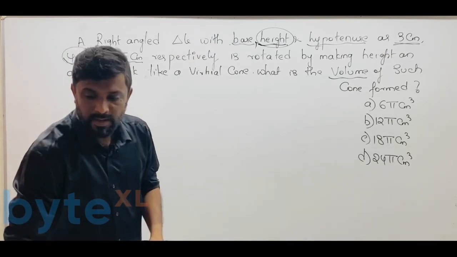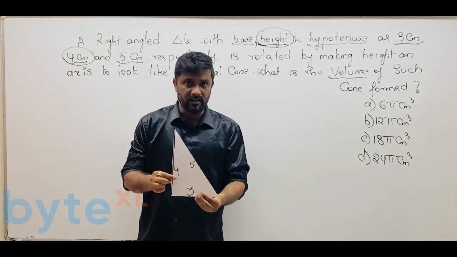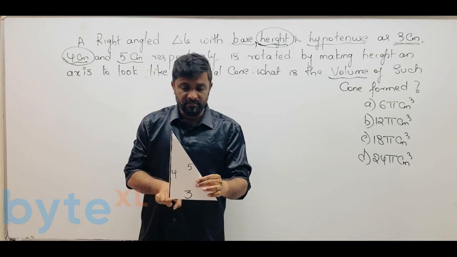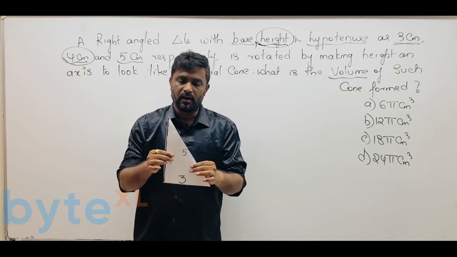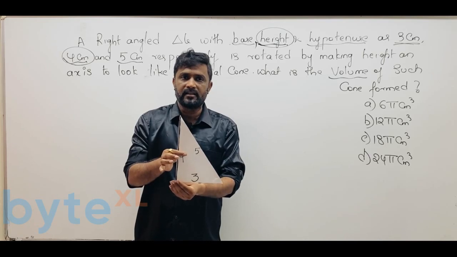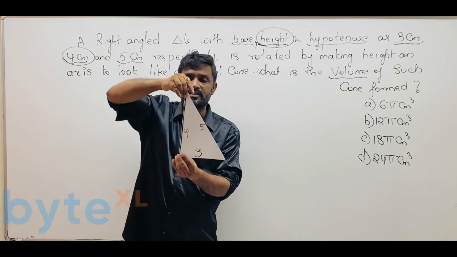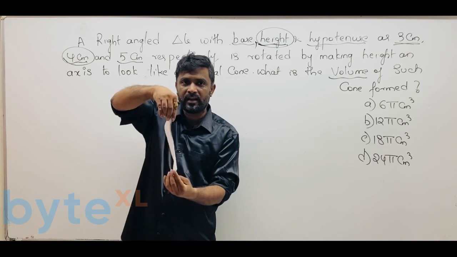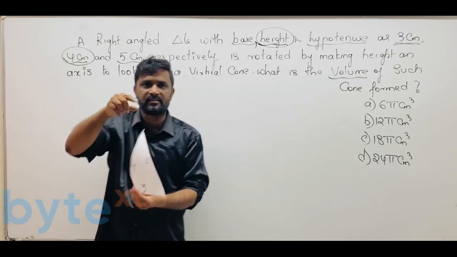I'll try to explain it to you with a paper. I've taken a right angle triangle that you can see here. This is the height that he is mentioning as 4 centimeters, the base is 3 centimeters, and obviously the hypotenuse is 5 centimeters. Now my dear friends, they are rotating this triangle very fast, with the 4 centimeter height as an axis, so that it will look like a virtual cone. When you rotate it fast, it will appear like a cone, right? Just like this.